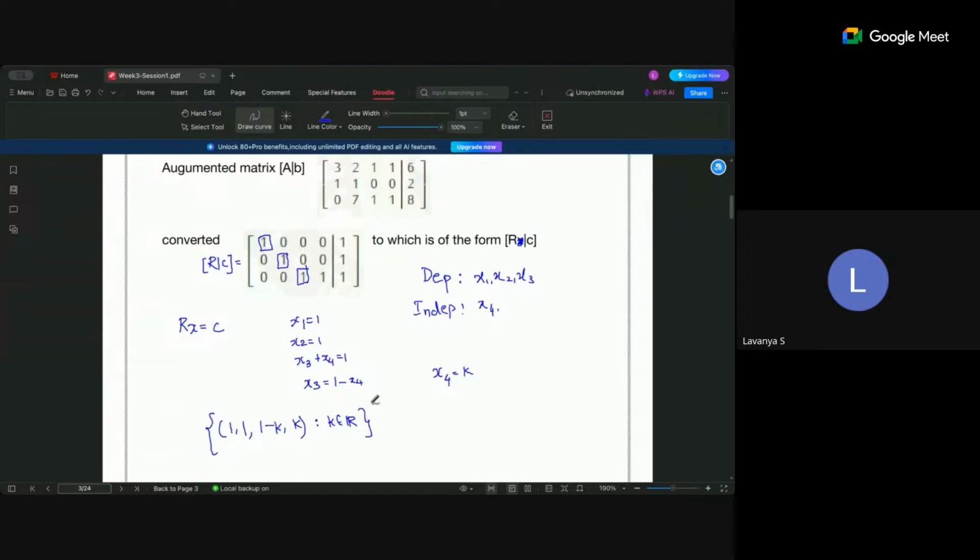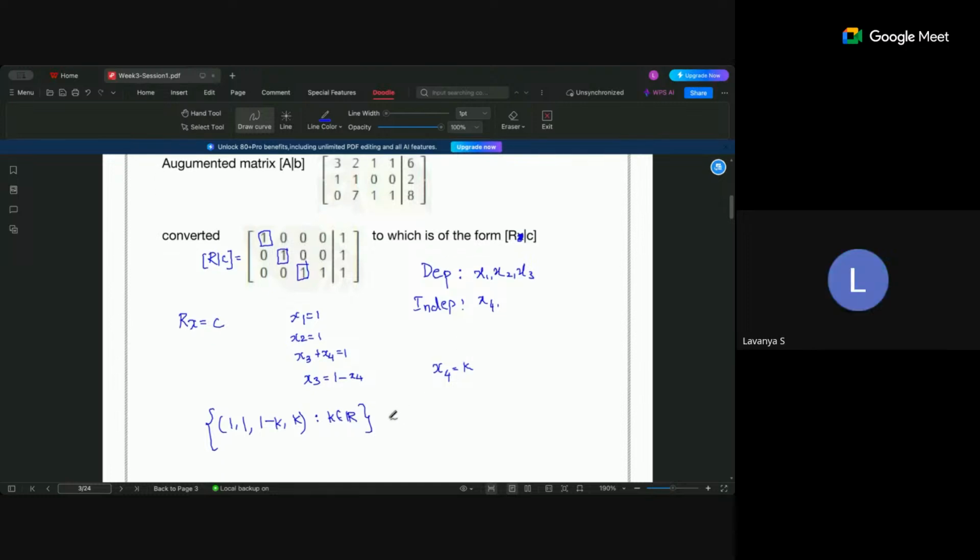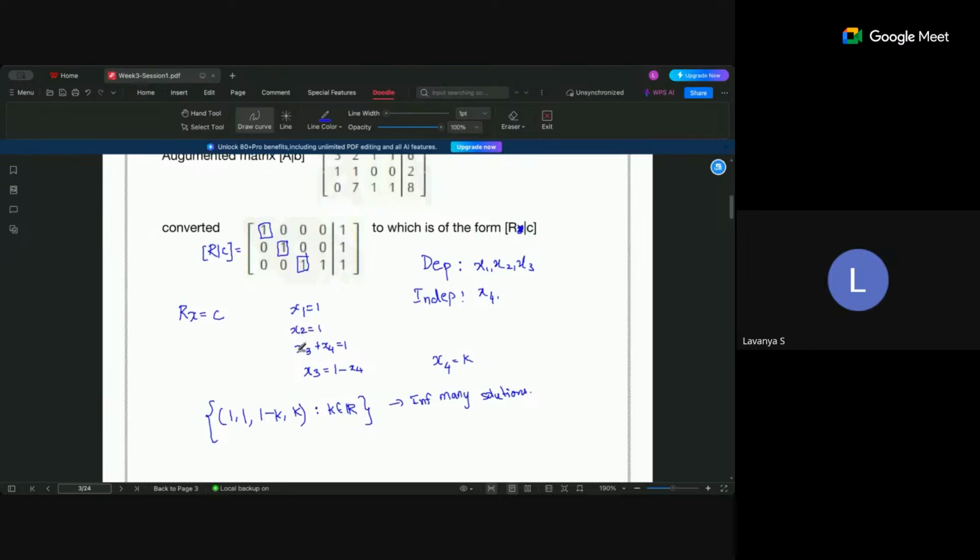So in this scenario, how many solutions do you see? Infinite. You see that you have infinitely many solutions. Ma'am, how can you say that it is infinitely many solutions? Here you see K is in R. In R, how many elements are there? Real numbers. So that many values you can put here and you will get that many solutions for the system, right?